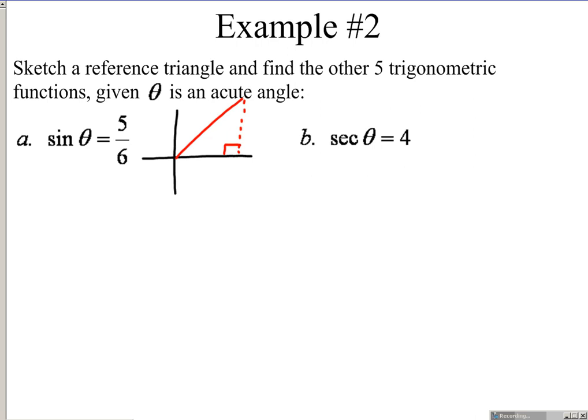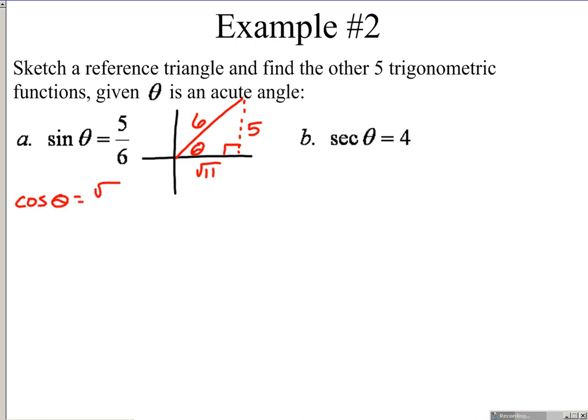We're told that the sine of this angle theta, right here, is 5/6. Well, sine relates the opposite over the hypotenuse. So this side has to be 5. This side has to be 6. And now how can we find the third side? By the Pythagorean Theorem. Leg squared plus leg squared equals hypotenuse squared. 36 minus 25 gives us root 11 for that third side. Now go ahead and find the other functions.